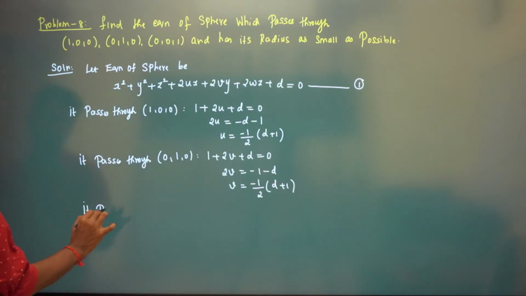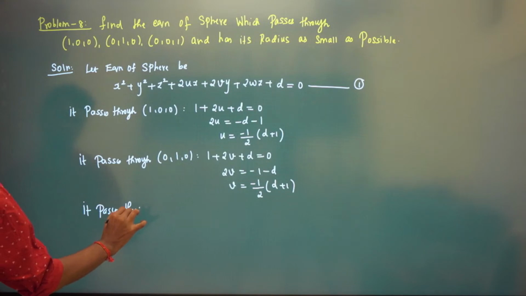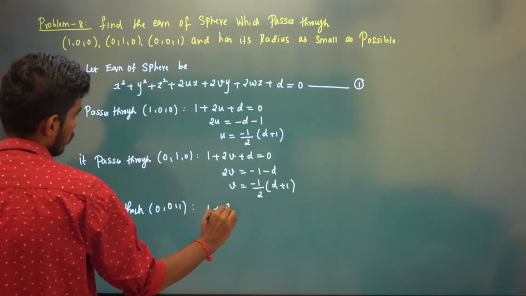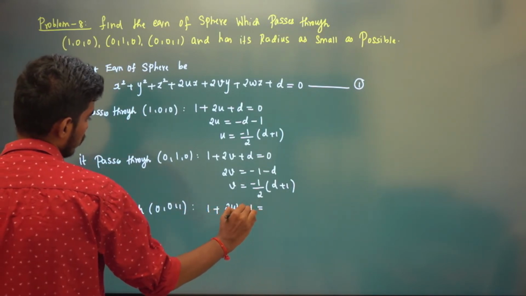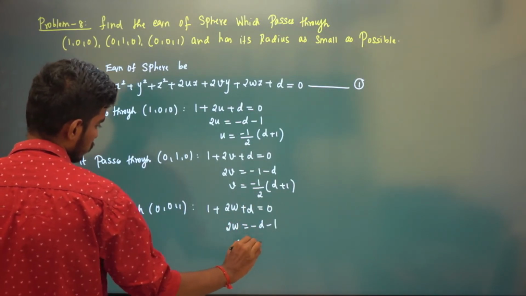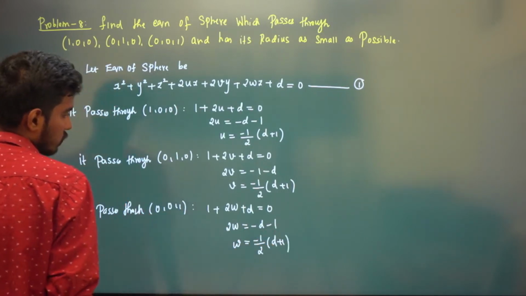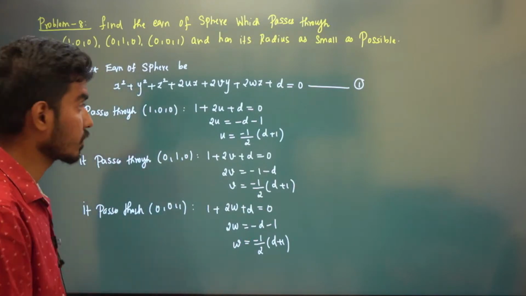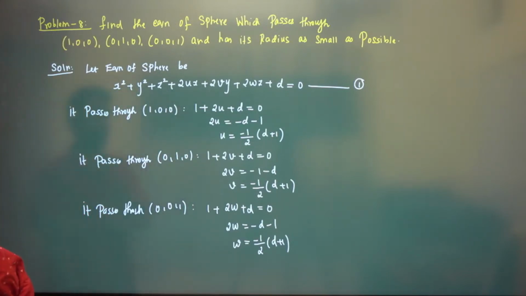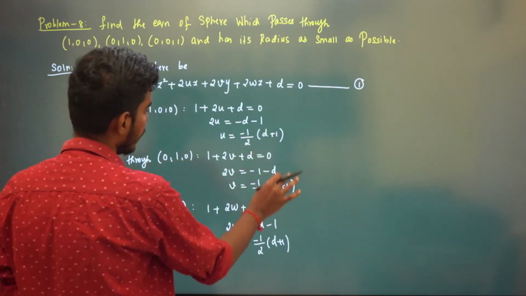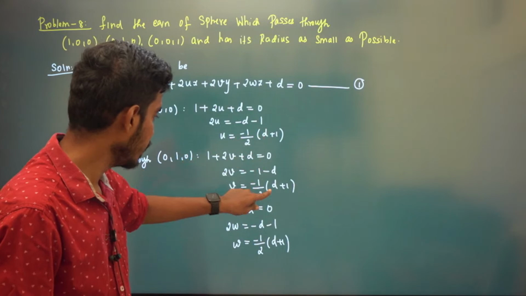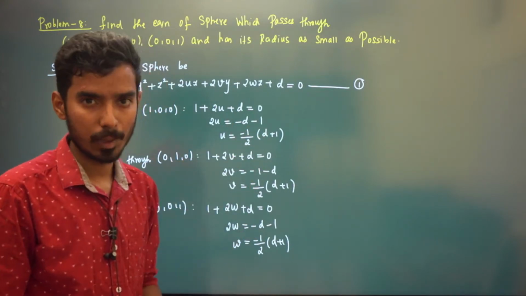Now again it passes through 0 comma 0 comma 1. So 1 plus 2w plus d equal to 0. So in this case, your u, v, w turn out to be the same, right? So substitute back here. Now we need to minimize the radius, right? See, if I find d, the problem is over, because if I find d alone, I can substitute d here, here, and here, so u, v, w will be in terms of numbers.